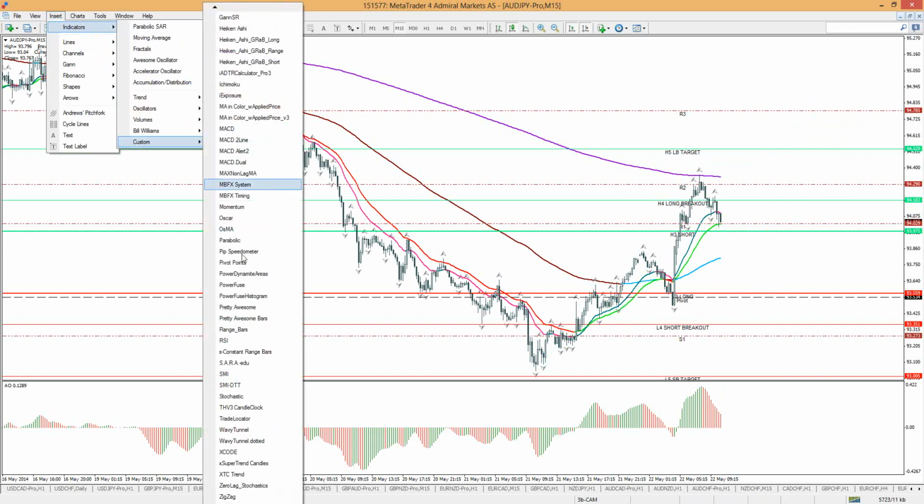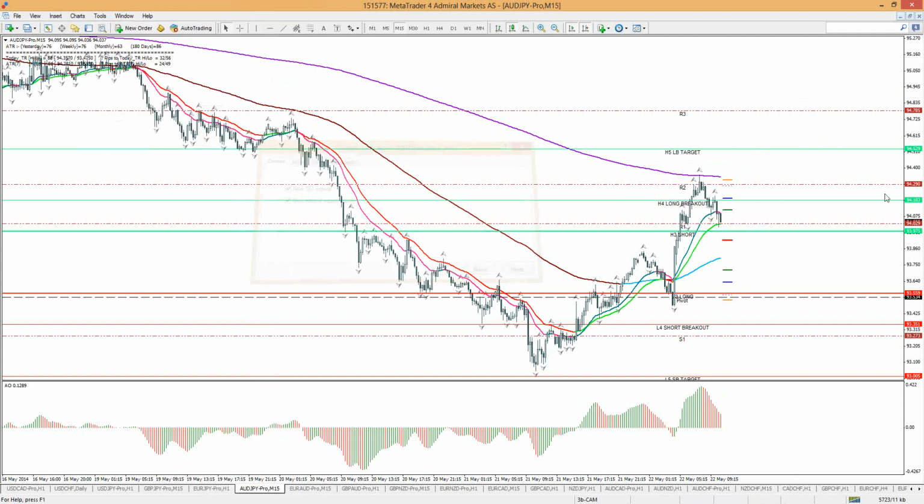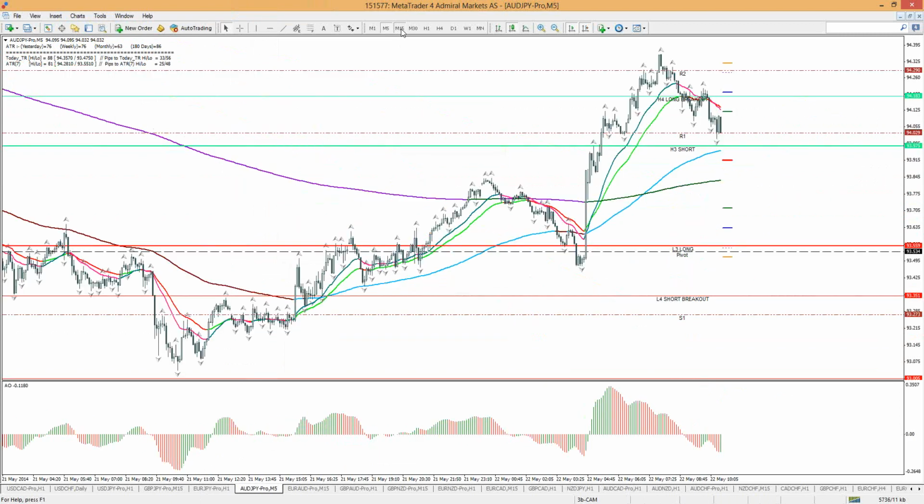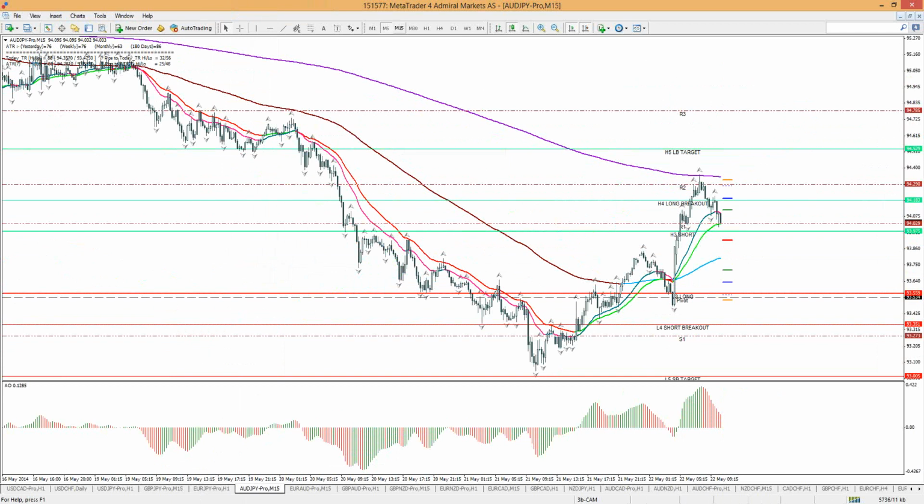So let's see what the ATR is saying. Yeah, it has bouncing spots here too. That's what I'm scared of.